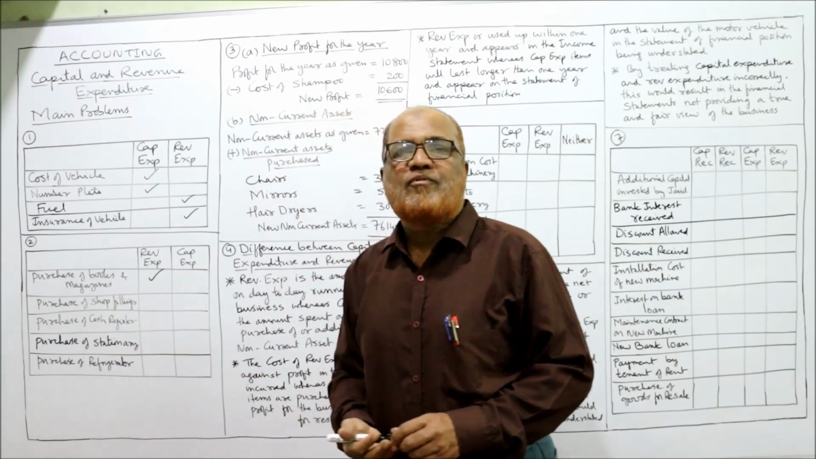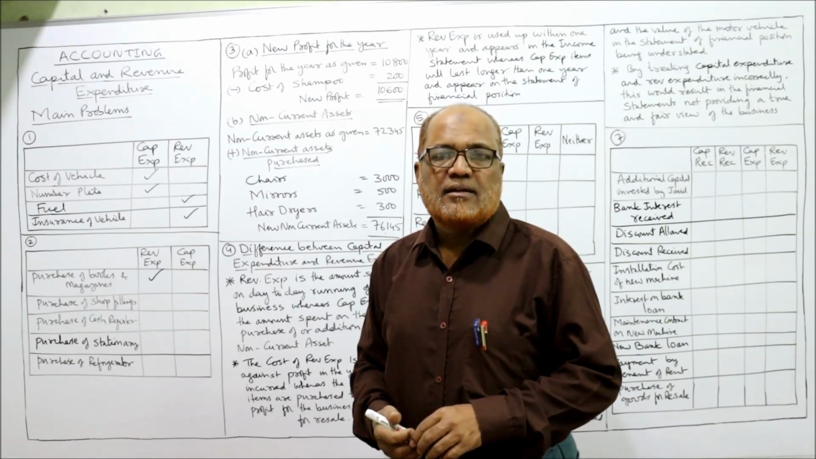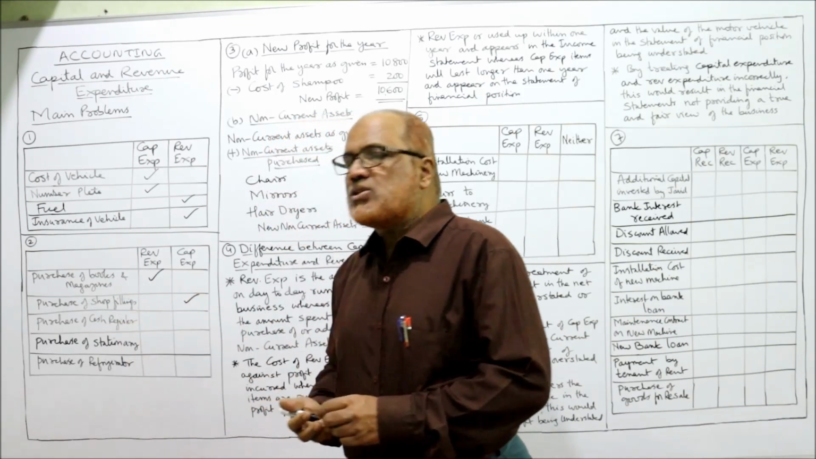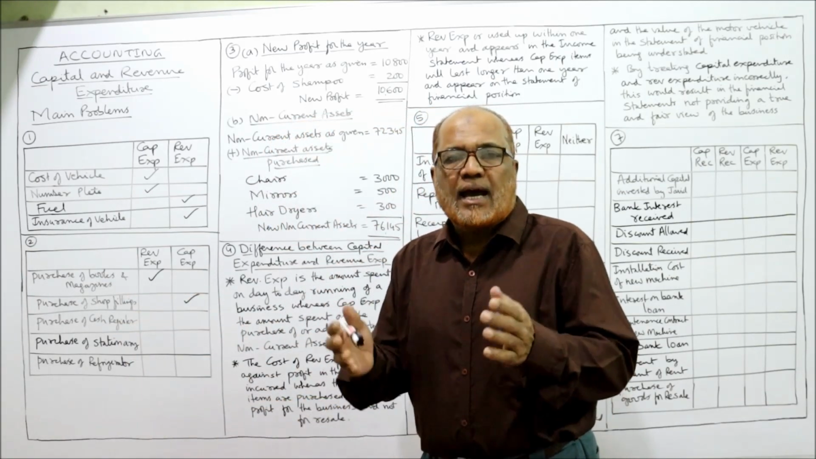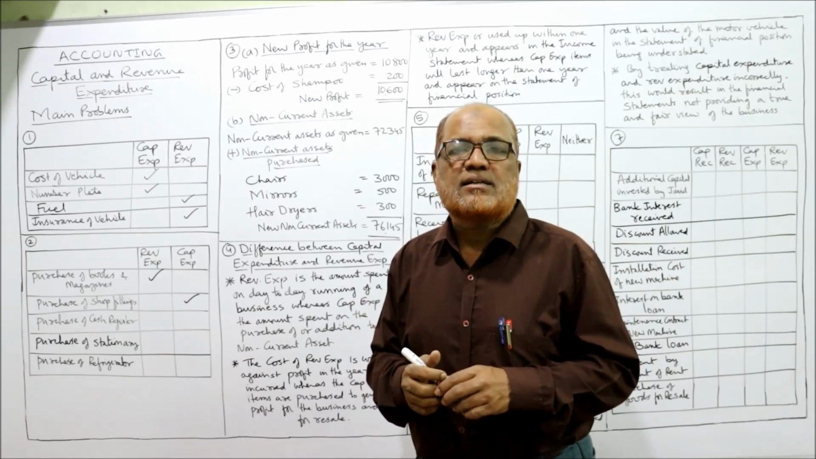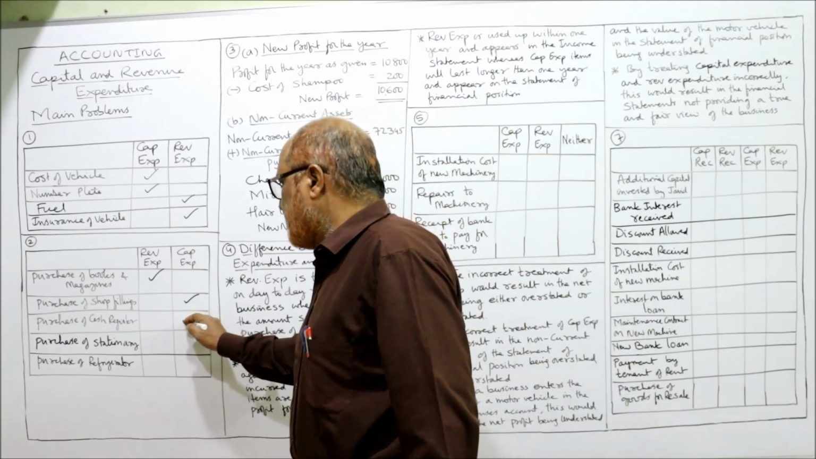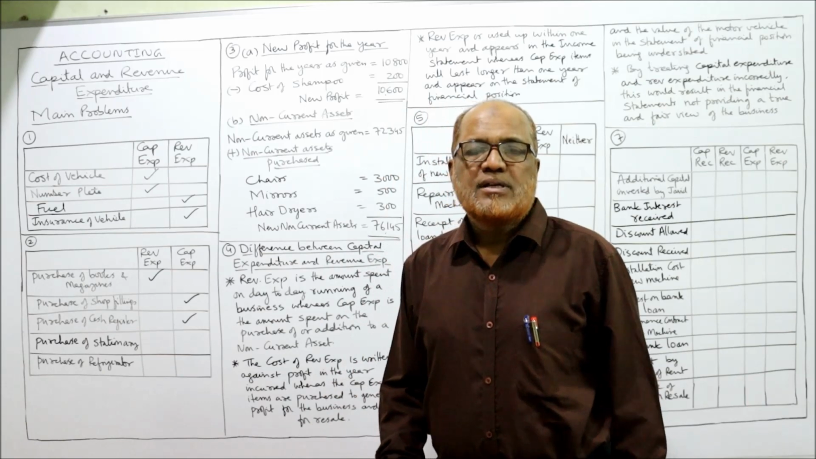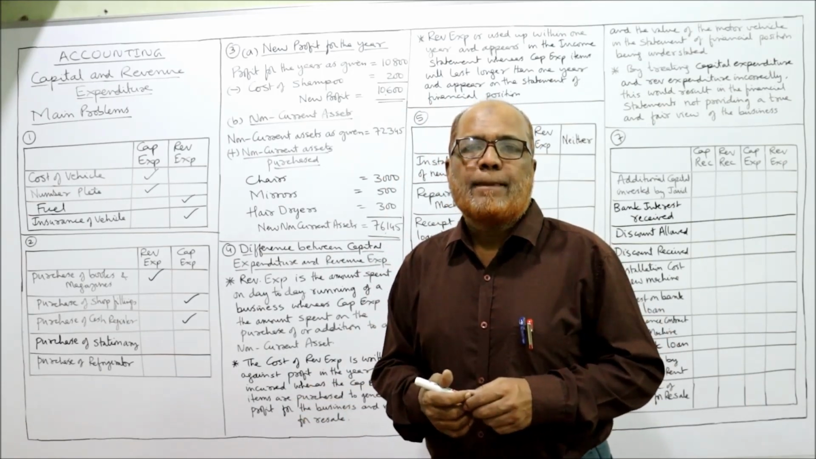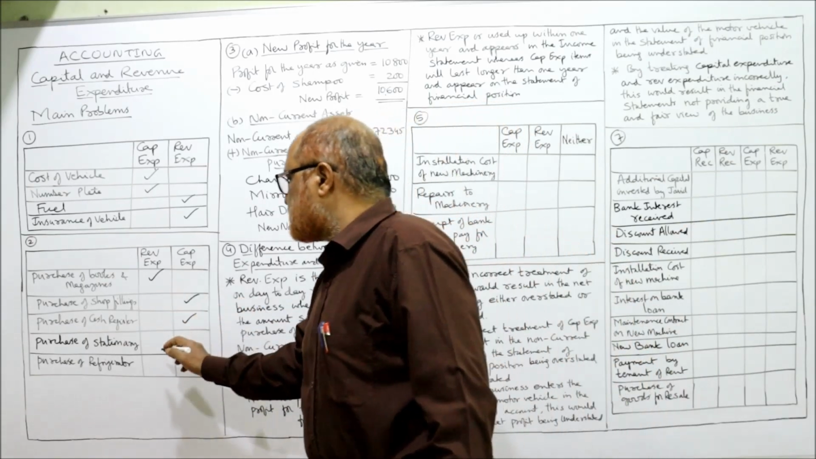Next, purchase of shop fittings. Shop fitting is a non-current asset. So it's a capital expenditure. Purchase of cash register. The cash register is also one of the assets. So it's a non-current asset, and a capital expenditure. Then comes purchase of stationery. Stationery is a revenue expenditure because she is a dealer in stationery. She is buying the stationery and selling the stationery. So stationery is a revenue expenditure.